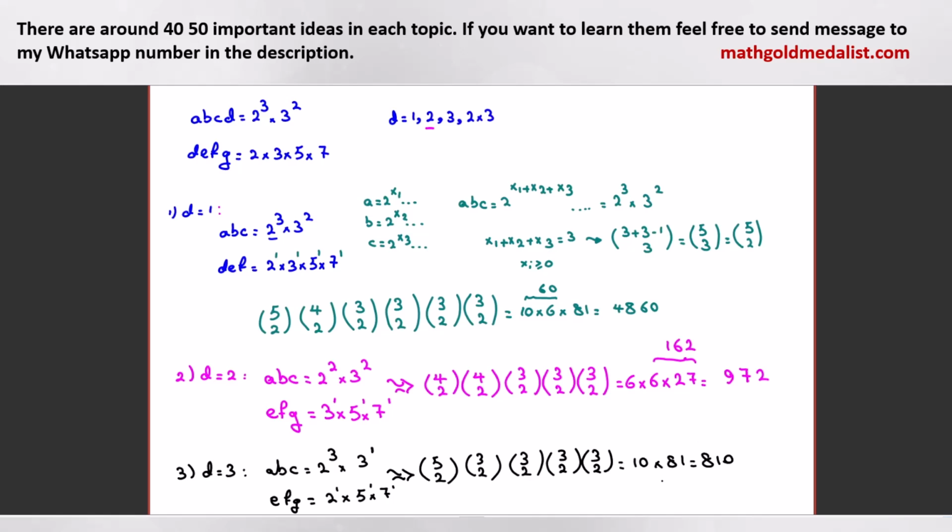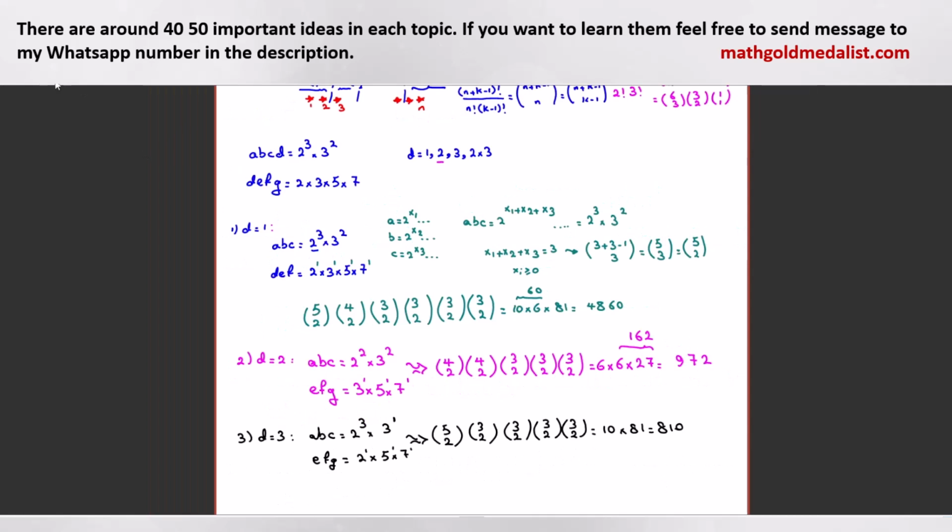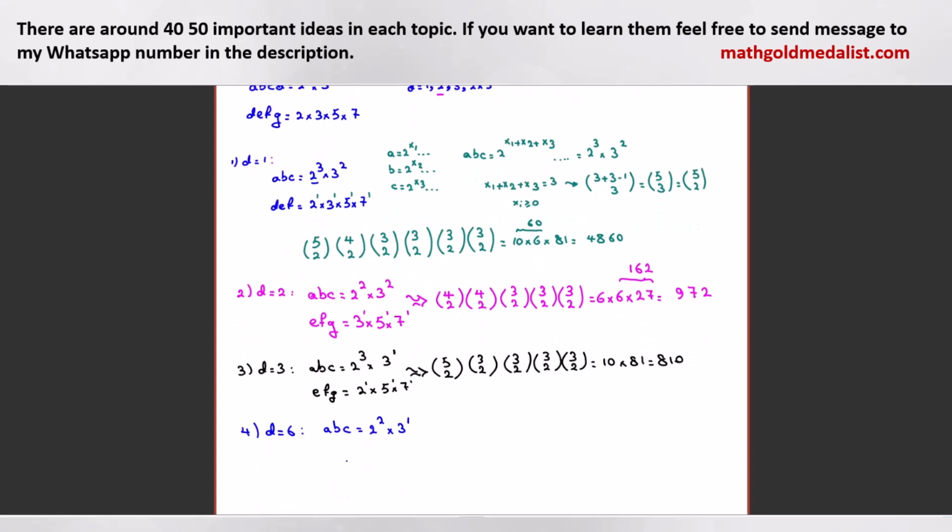One case is left, the last case. In the last case, D is what? D is 6. So if I replace D with 6 here and divide both sides by 6, ABC will be what? It will be 2 squared times 3 to the 1. And for EFG, it will be 5 times 7.